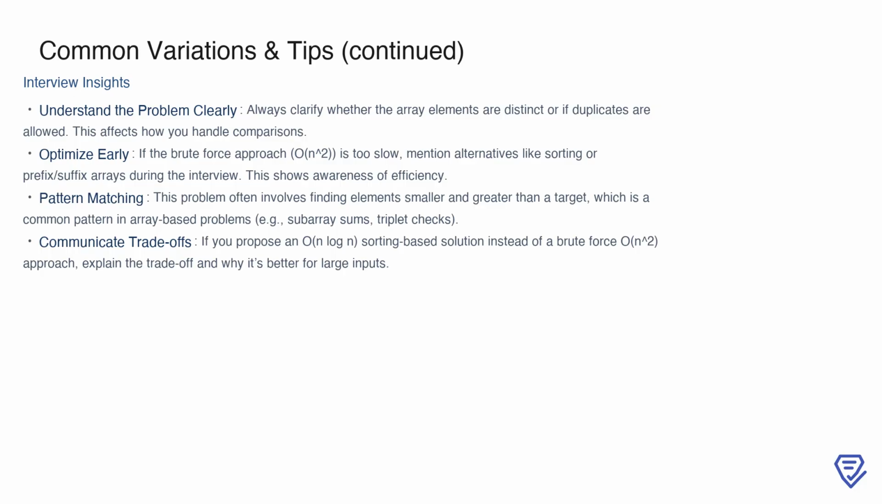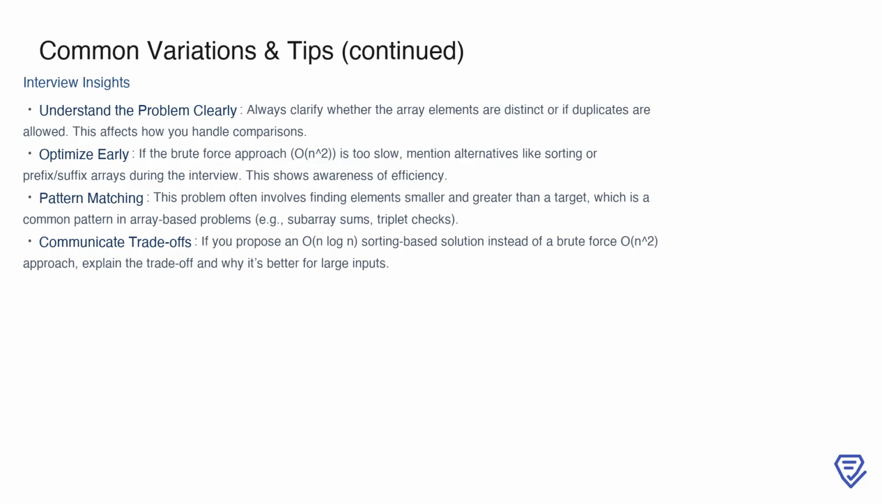Next, demonstrate optimization awareness early. If the brute force solution with O(n²) complexity is too slow, explain alternatives like sorting or using prefix and suffix arrays. This shows a clear understanding of efficiency.